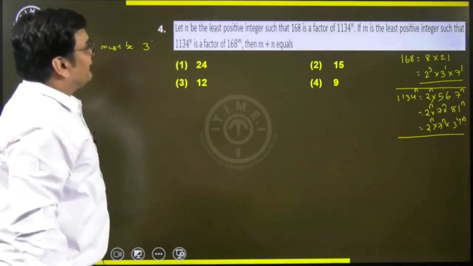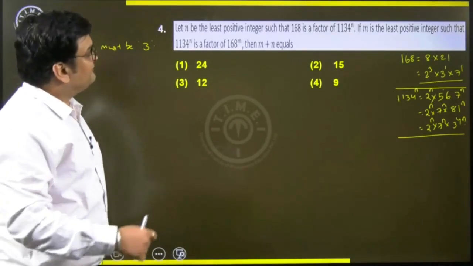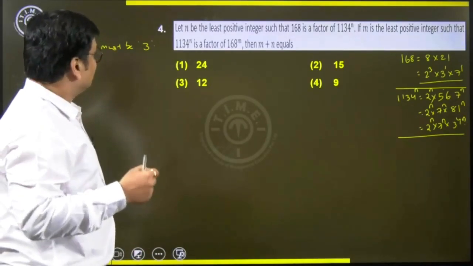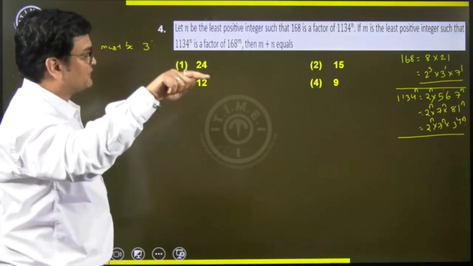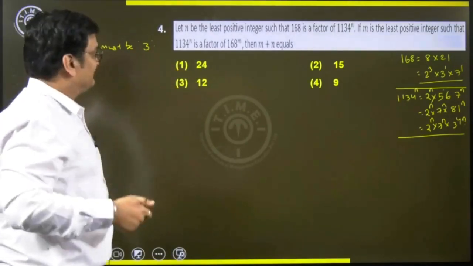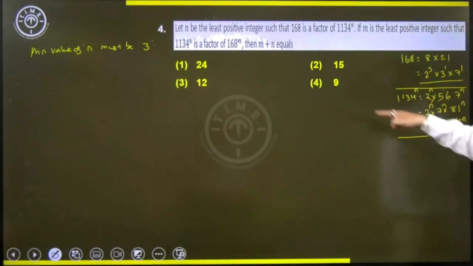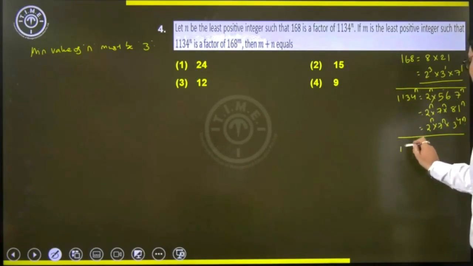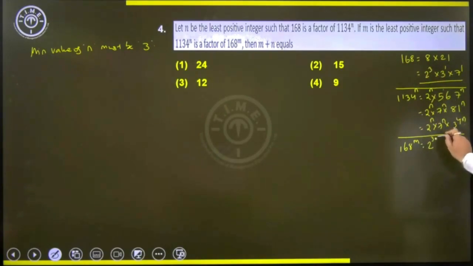Let's read further. If m is the least positive integer, he says 1134 to the power n is a factor of 168 power m. Okay, let's try to understand what is 1134 to the power n. We did that already. What is 168 to the power m? Let's try to write that down as well. So this power m will be 2 power 3m, 3 power m into 7 power m. This is what it will be, right?